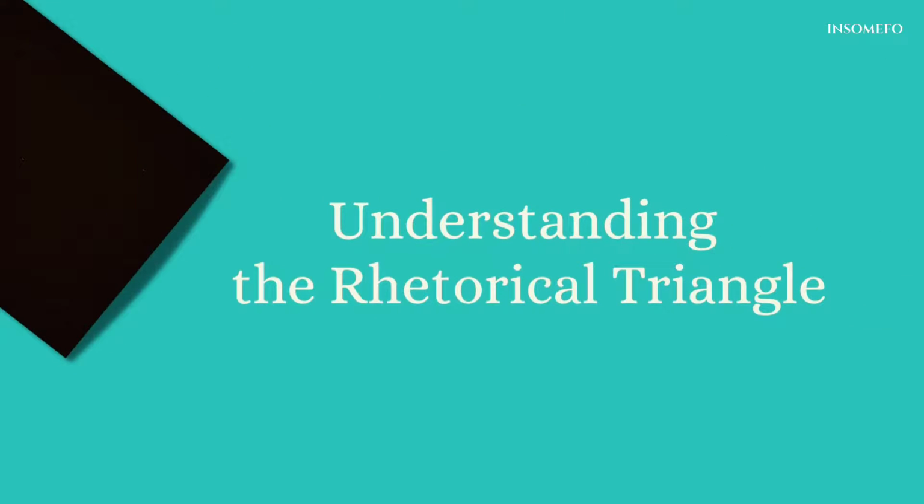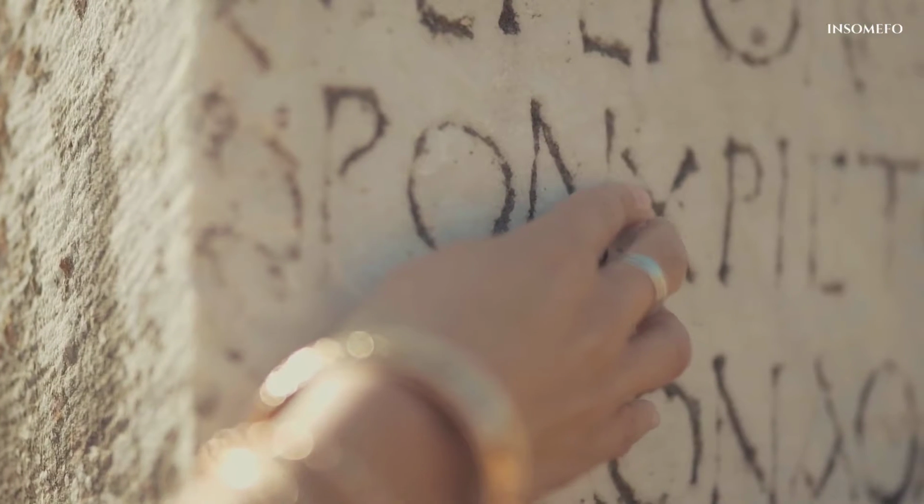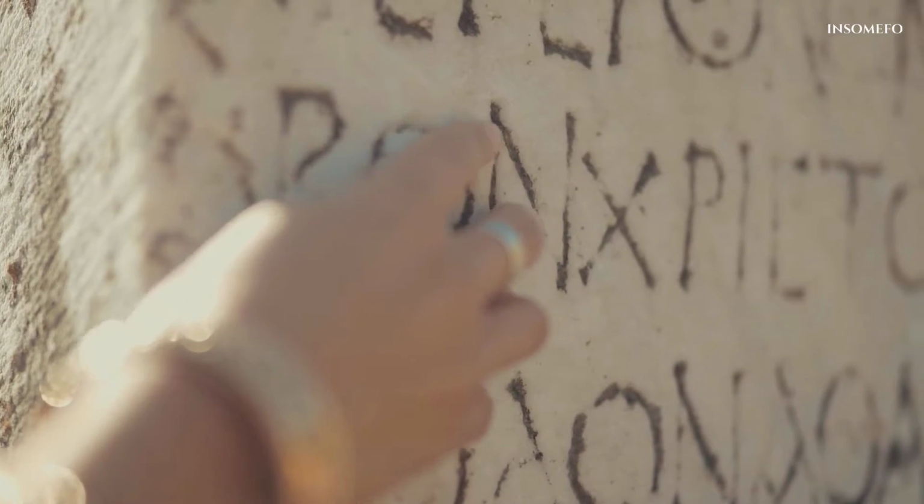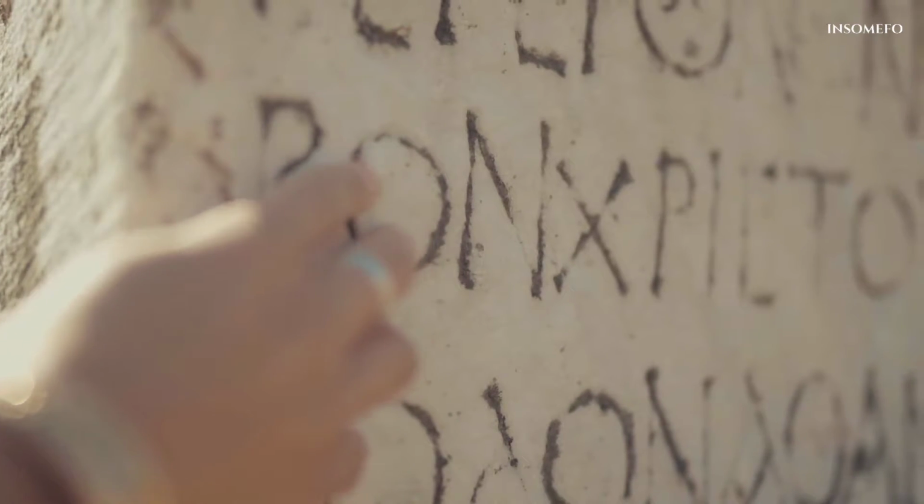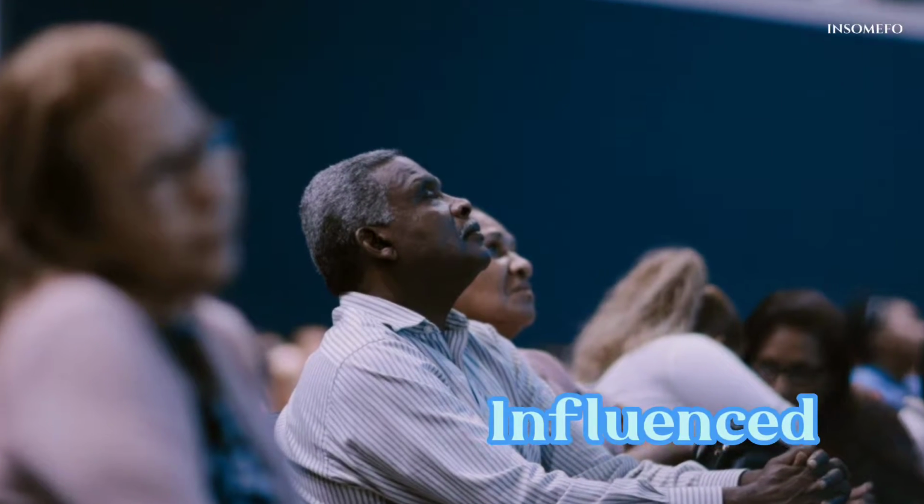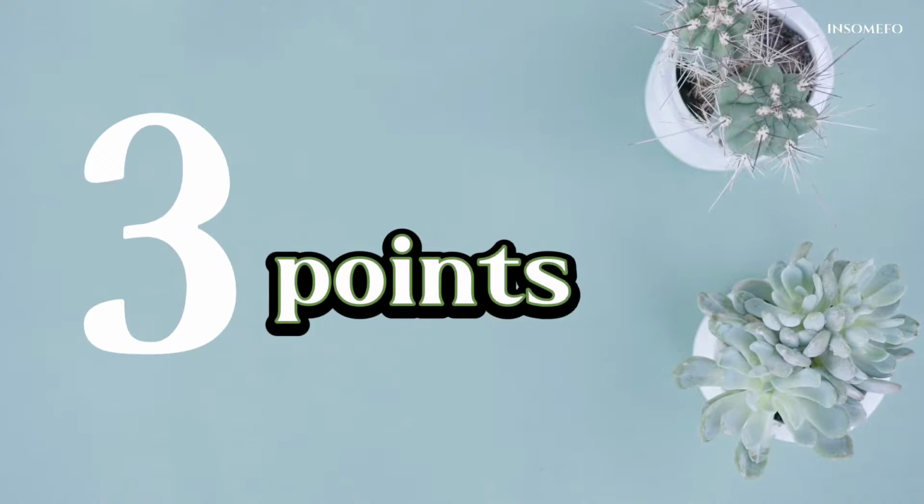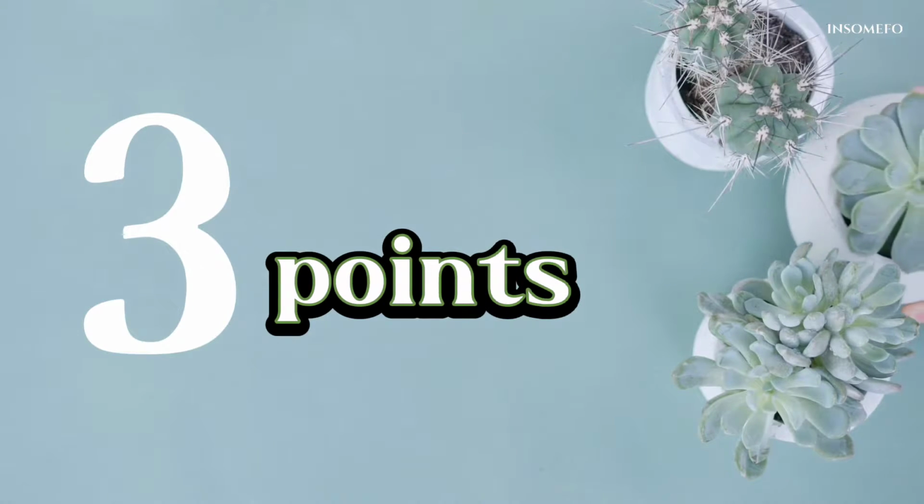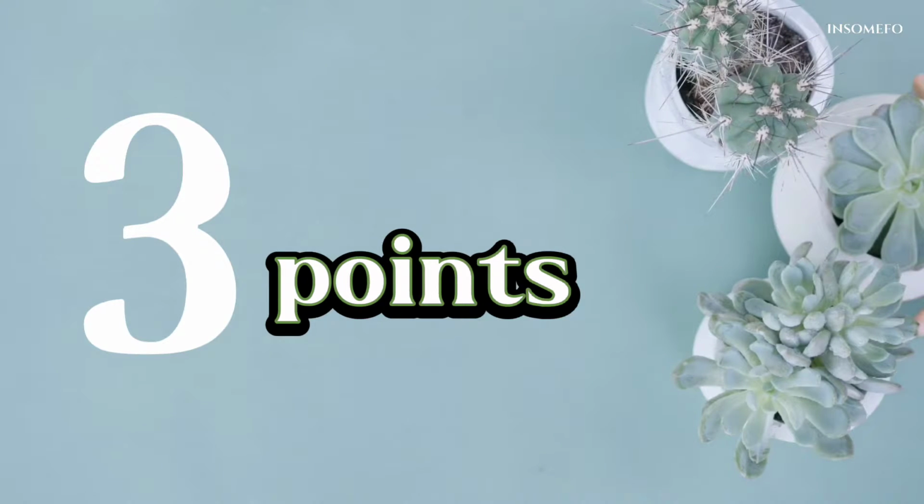Understanding the rhetorical triangle. Rhetoric is the ancient art of using language to persuade. If you use it well, your audience will easily understand what you're saying and will more likely be influenced by it. The 3 points on the rhetorical triangle relate directly to the 3 classic appeals you should consider when communicating.